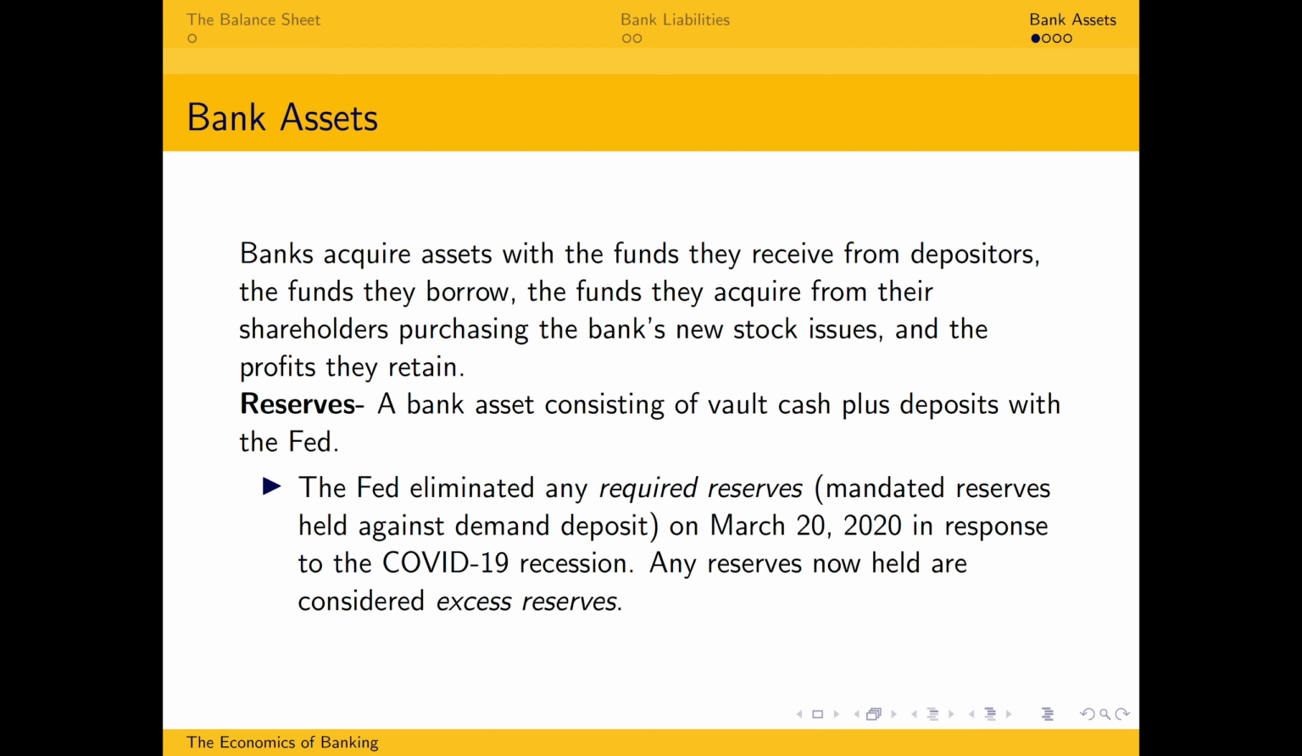Now, I have this note here at the bottom that points out that the Fed actually eliminated any required reserves as of March 20th, 2020, which, in case you see that date, coincides with the COVID-19 recession. So, what happened is that the Fed used to require banks to hold on to a certain amount of cash on hand. However, when COVID hit, there was a ton of panic and a lot of people needed to take out loans.